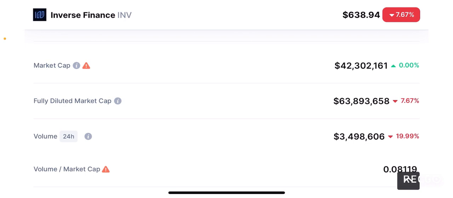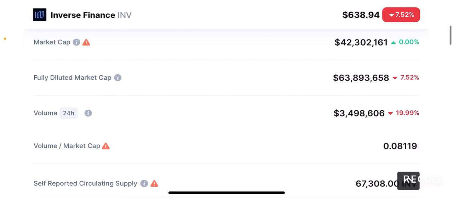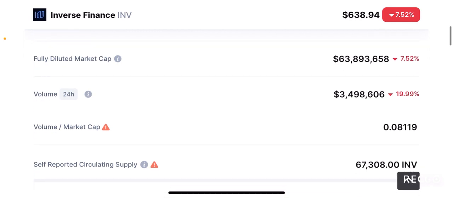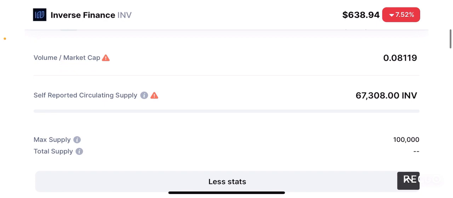And any token that is less than $100 million in market cap with a high sticker price, like right now where this token has $638 per token, I feel like this token could technically have an extremely low supply, and as the market cap increases, the token price is going to significantly increase, because if you see here, the token max supply is only 100,000 tokens. So the max supply of this token is quite low, and out of which 67,308 INV tokens are in circulation.